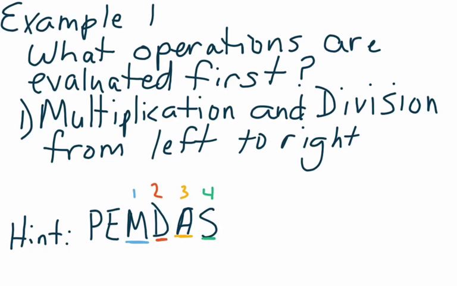Okay, example 1 in your book asks what operations are evaluated first. As I just told you, multiplication and division are more powerful than addition and subtraction. So you will first do multiplication and division. This is only when you have addition, subtraction, multiplication, and or division in the problem. And I put the hint down the bottom with the letters PEMDAS. Multiplication comes first, division comes second, addition comes third, and subtraction always comes last.